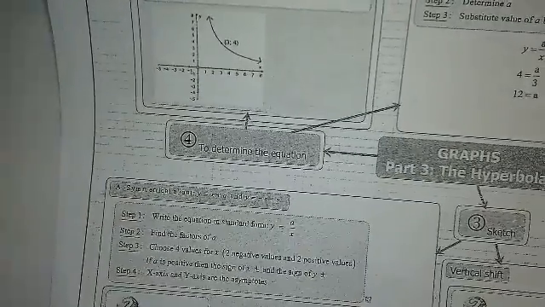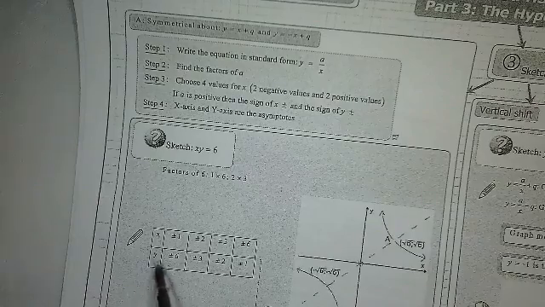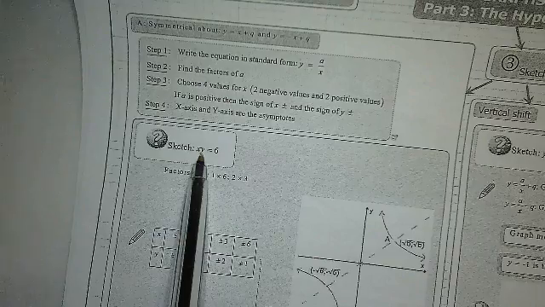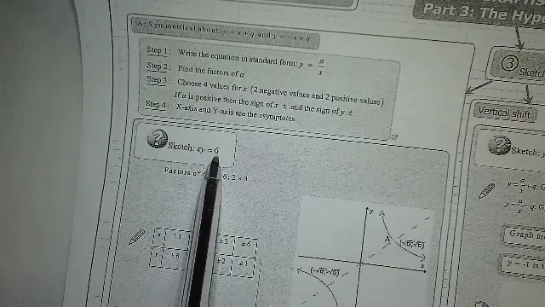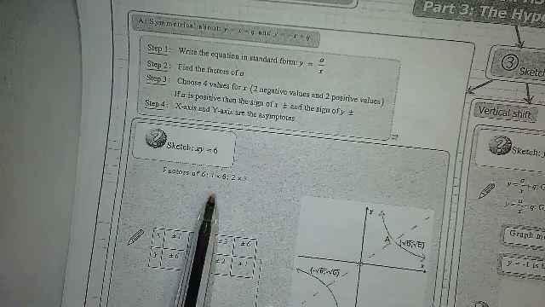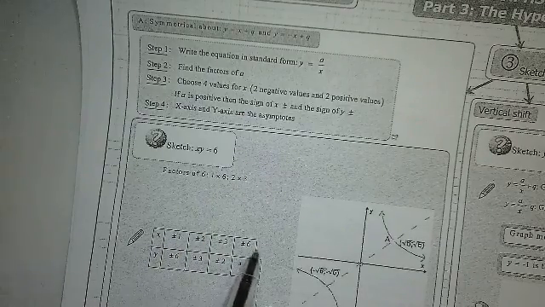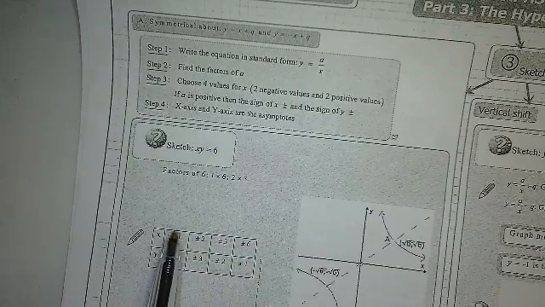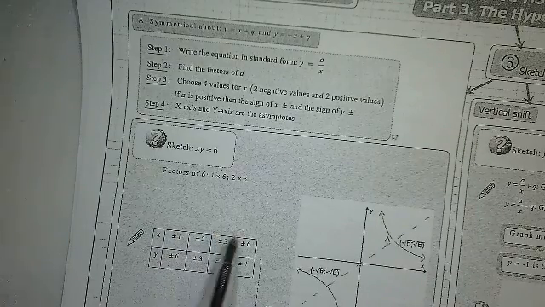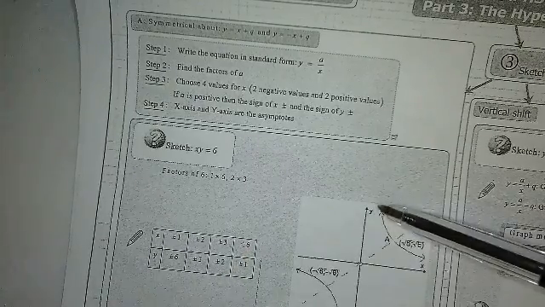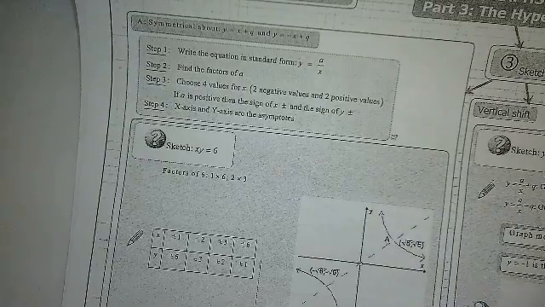Now to sketch the graph, you can use the table method. And if I say you must sketch xy equals 6, you must first make y the subject of your equation. So that means you will divide by x. So your equation will then be y equals 6 over x. Now the values you choose for x will be the factors of your constant, which is 6. So it will be plus minus 1, plus minus 2, plus minus 3, plus minus 6. You don't have to use the 0 because you know x equals 0 will be the asymptote.